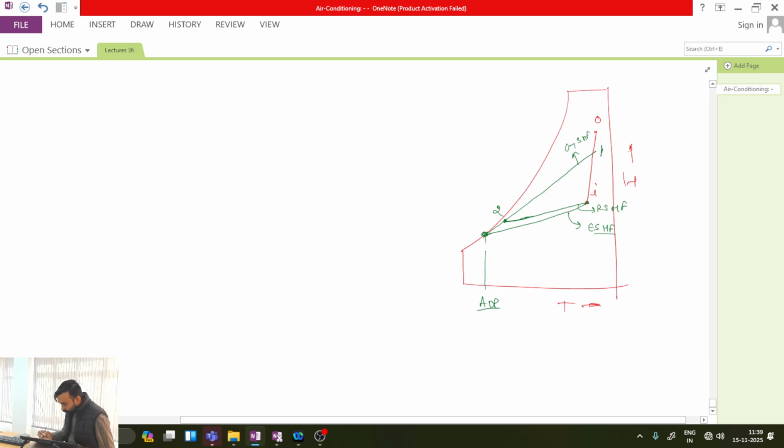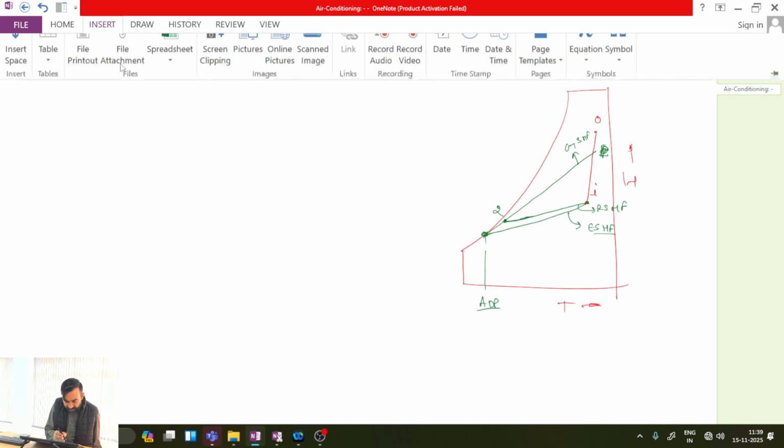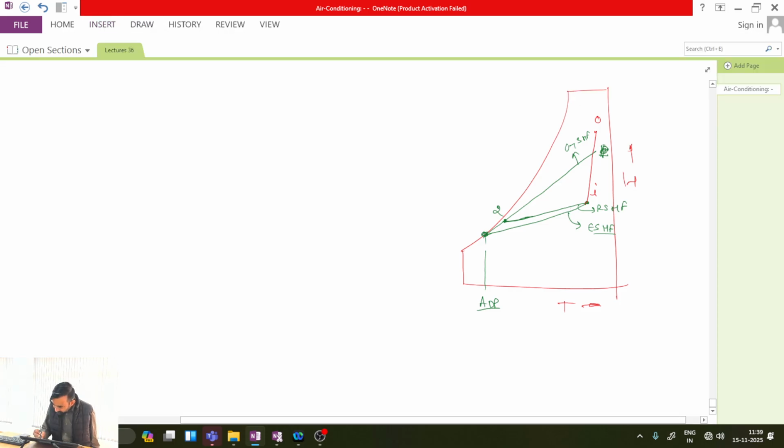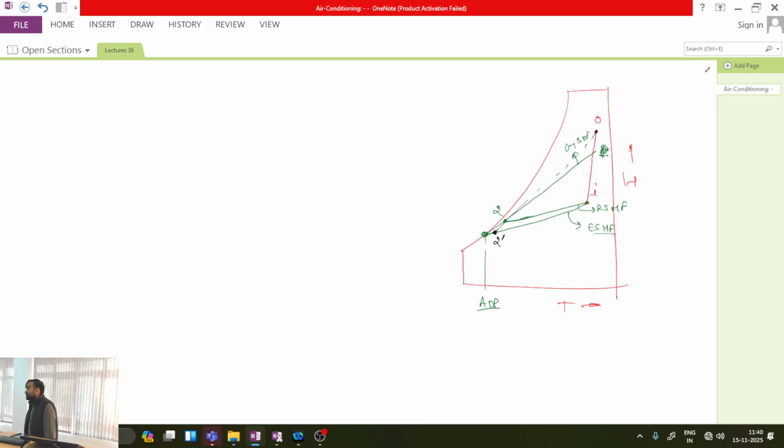If I extend this GSHF line, sorry, now if I extend one more line over here, starting from O to 2, that O to 2 crosses the RSHF line at a point which is called the 2 dash point, and it is known as the commensurate supply air state on the ESHF line. Is this point clear or not? This is some additional thing which will be coming into picture.